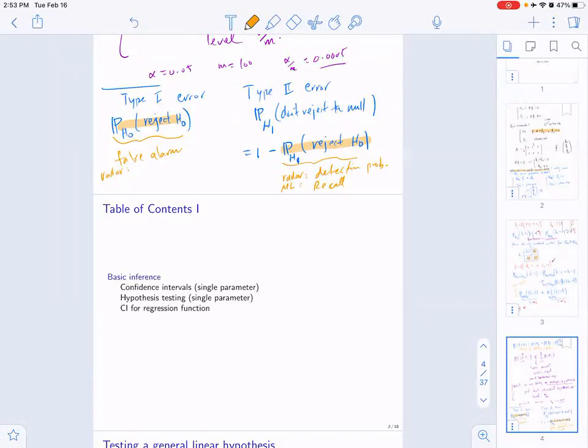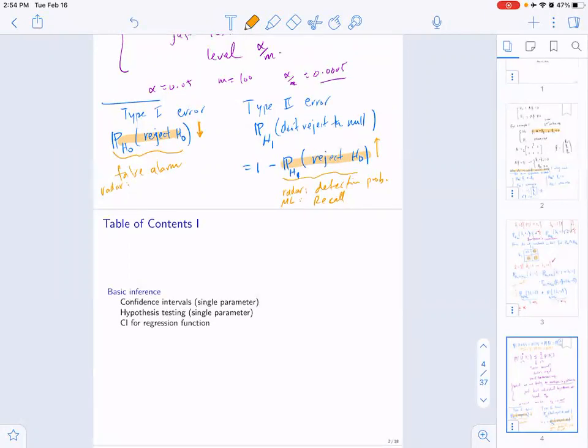This is: out of all the cases that are positive, what is the chance that you actually declare a positive case positive? So you want this to be very large, and you want this to be small. The test that never rejects has a perfect type 1 error, but the worst type 2 error. Type 2 error would be 1, or the detection probability would be 0. So that's why you don't want to do it.